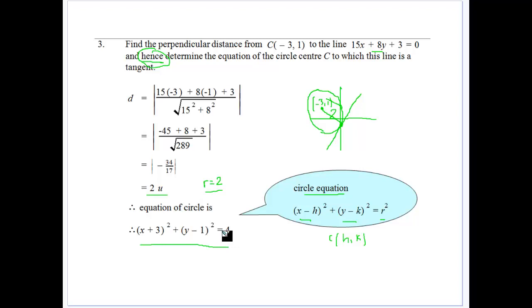We didn't really get told much about it, but we did get a bit told. We knew we had to find a perpendicular distance. We had to make that connection that the distance there was the same as the radius, because the line was a tangent. So we've got a few more ideas to play with as we go through there.